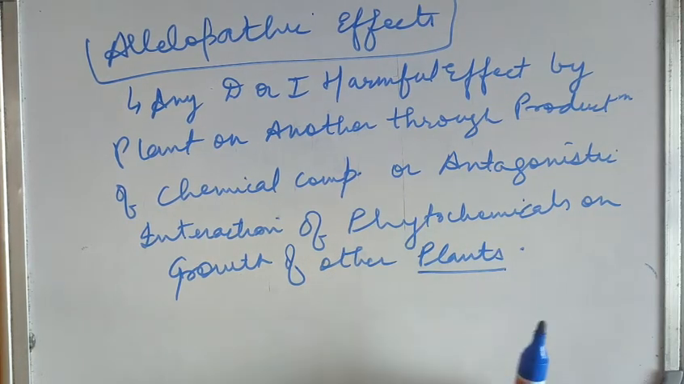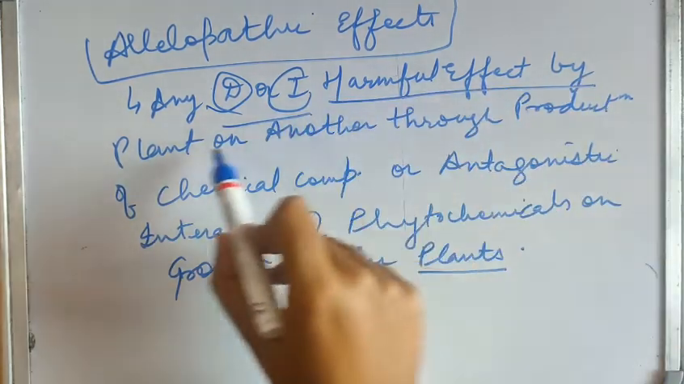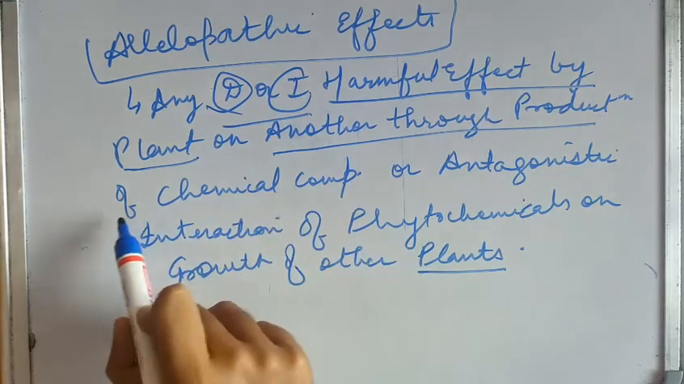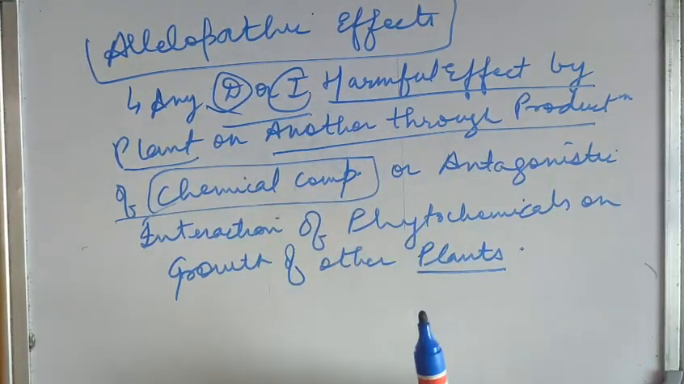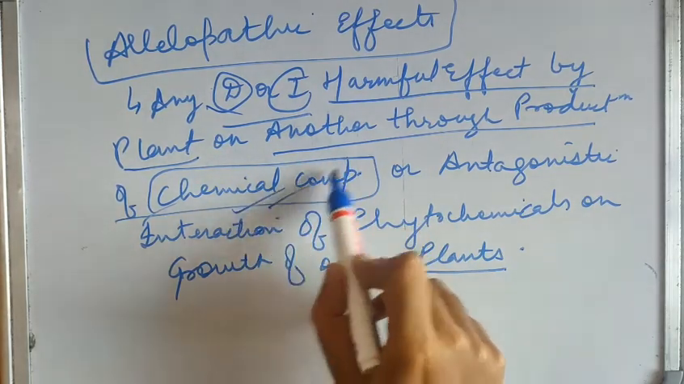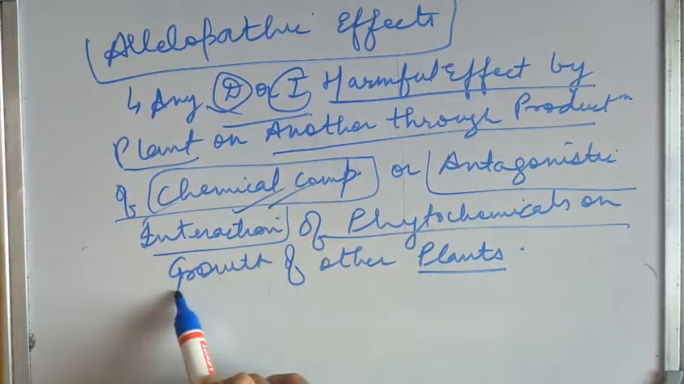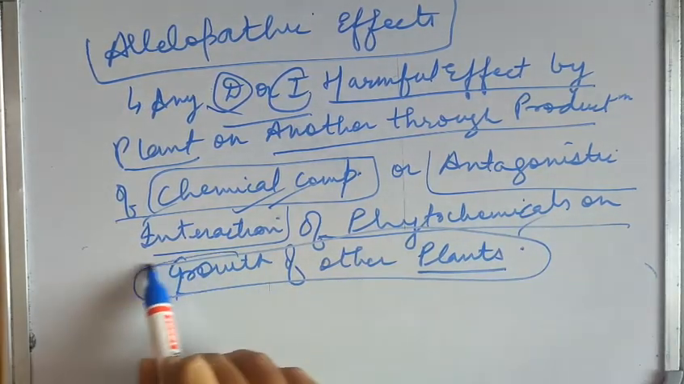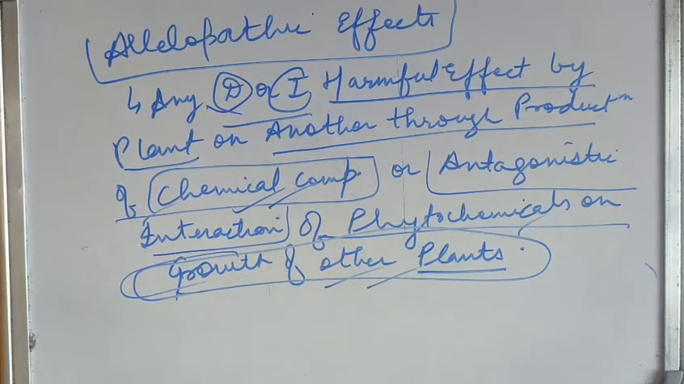So what is allelopathic effect? Any direct or indirect harmful effect by one plant on another through production of chemical compounds. One plant produces some type of chemical compounds that is harmful to other plants, or antagonistic interaction of phytochemicals on growth of other plants. The phytochemicals produced by one plant suppress the growth of other plants. This is what allelopathic effect is.